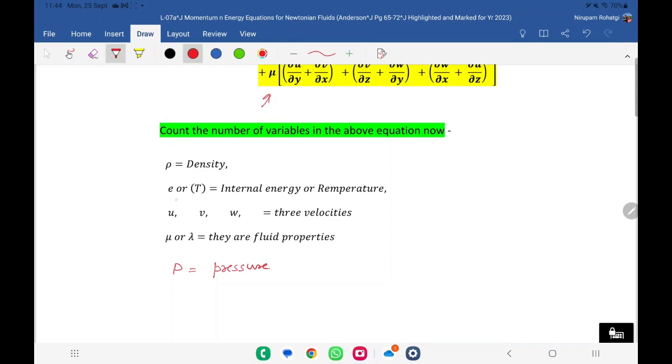Now E and T are basically the same, because E is talking about internal energy, which is a function of temperature. So wherever you have E, E will actually be rho CvT. Rho is constant, of course, rho is already existing. Cv is constant. We will multiply by T, so rho CvT comes.